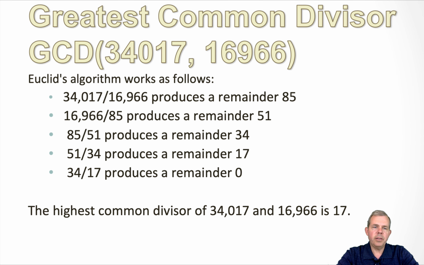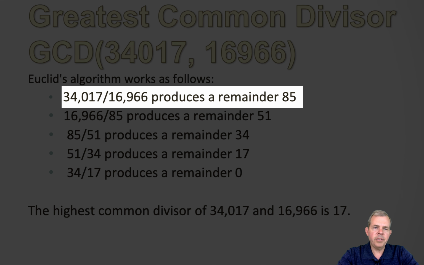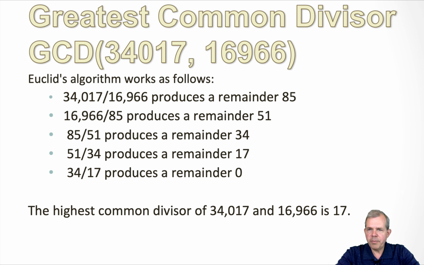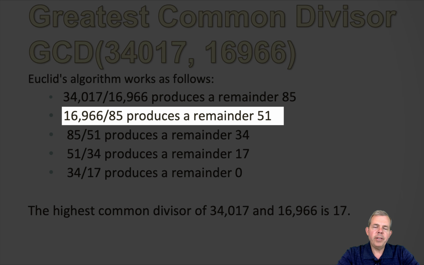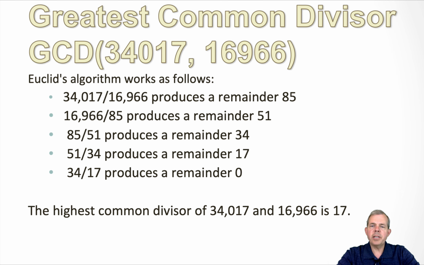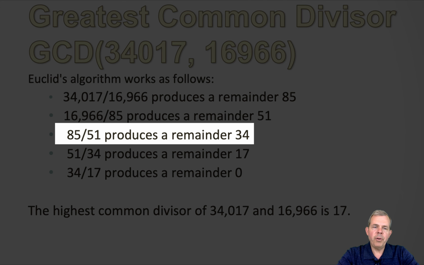So you can see that 34,000, etc., divided by 16,000 gives me a remainder of 85. I'll have to believe that. That's what the calculator says. Now, we can take that 85 and divide it by the second number, or the second number divided by 85. We get another remainder, 51. So you can see we'll take the 51, and then we'll take 85 divided by 51, we get 34.